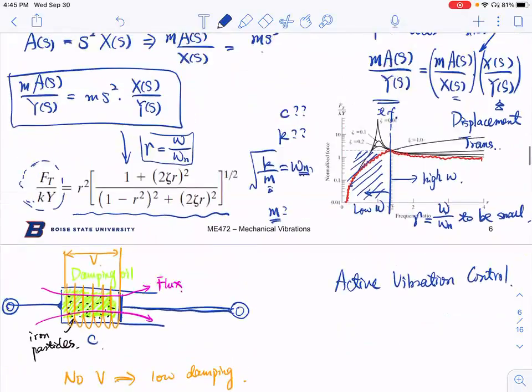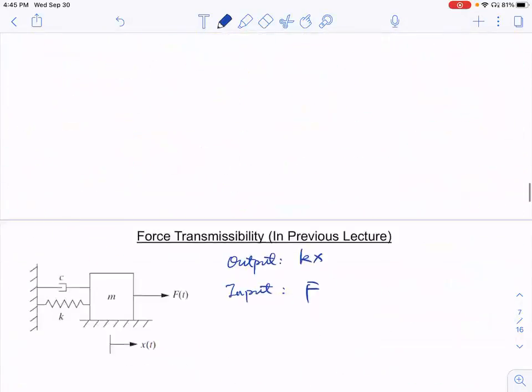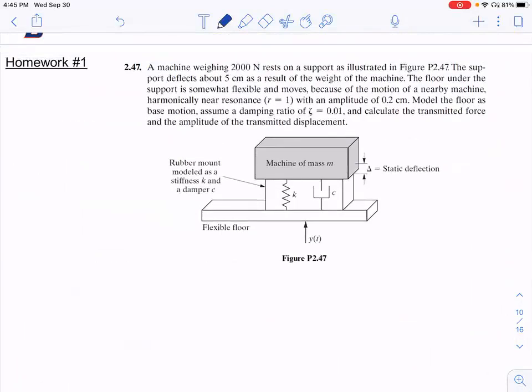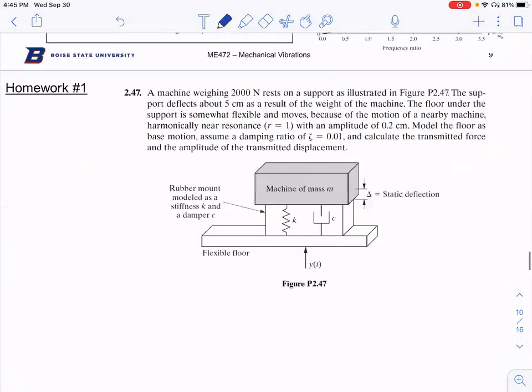All right, so that concludes the base excitation. I'm going to give you an example, which is homework number, which one should I use? Yeah, let me use homework number 1.